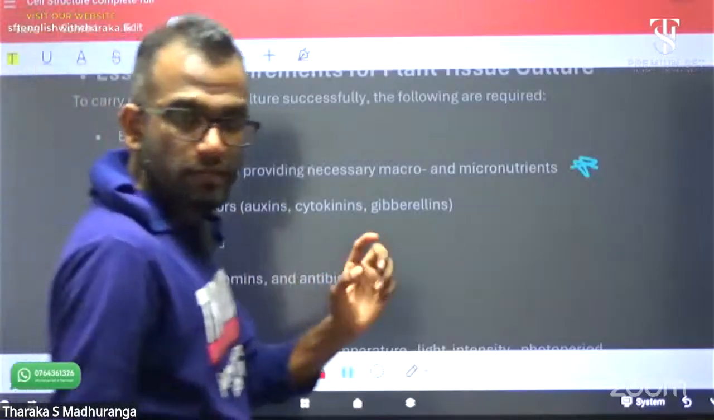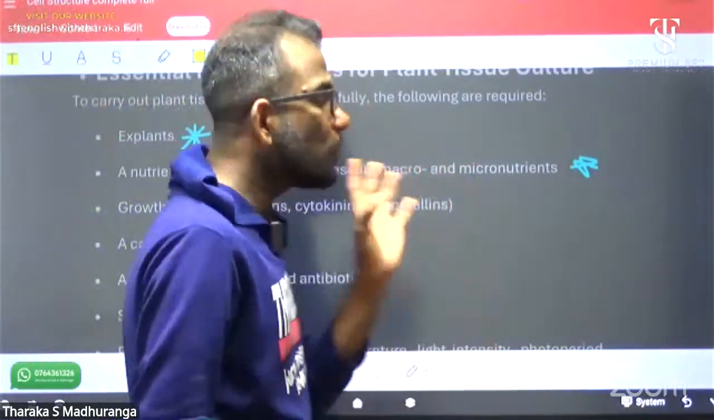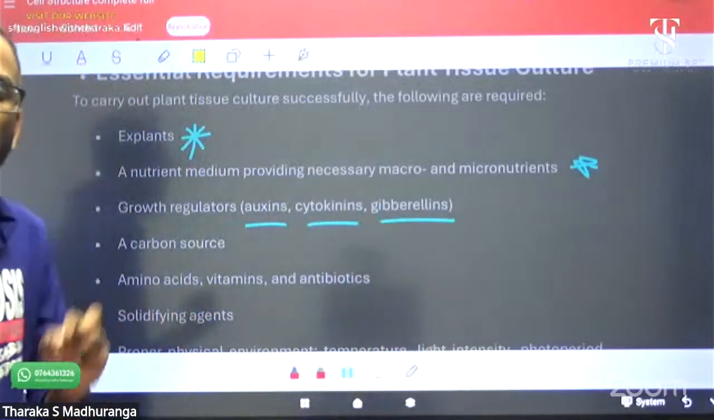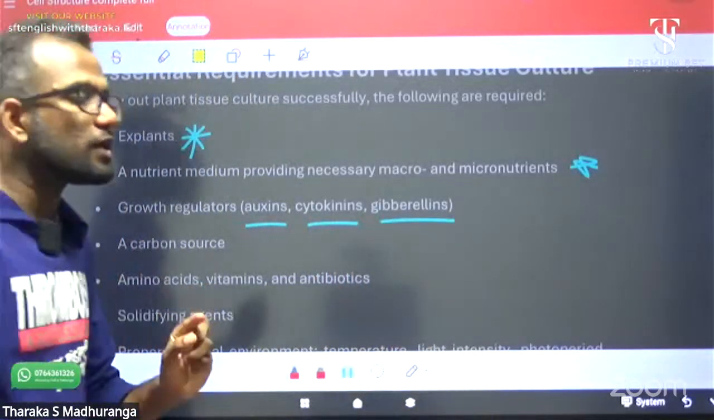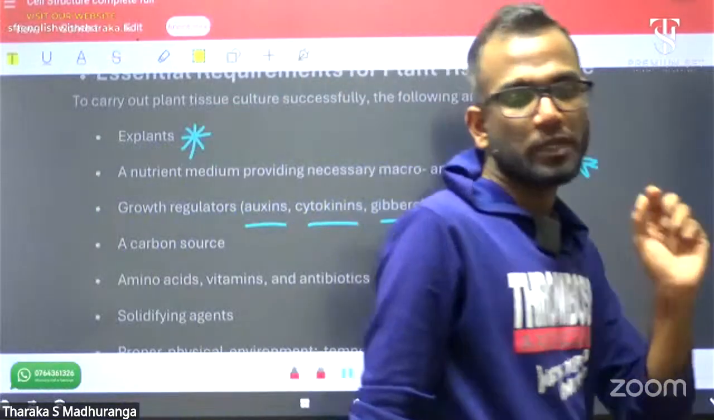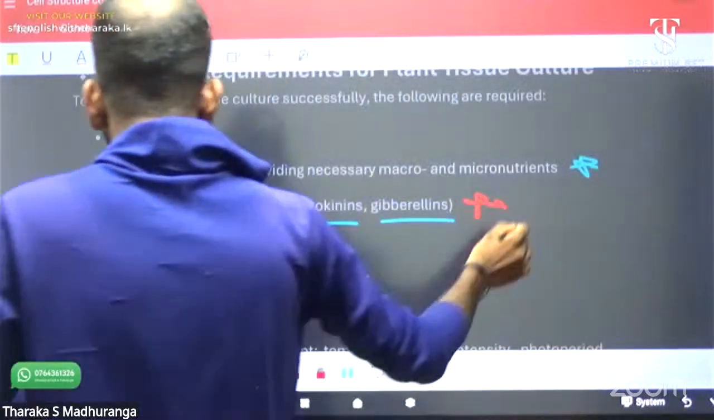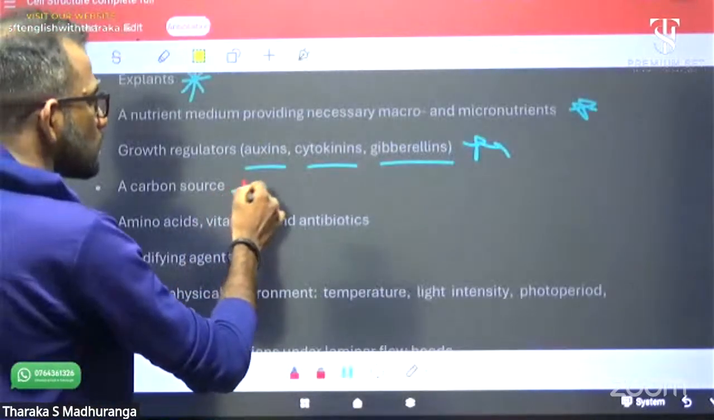And growth regulators. Growth regulators mean hormones. Hormones are mainly three types: auxin, cytokinin, and gibberellin. I will explain one by one what is the purpose of them later. For now, understand that's also a requirement, right? And carbon source. The carbon source is also there.